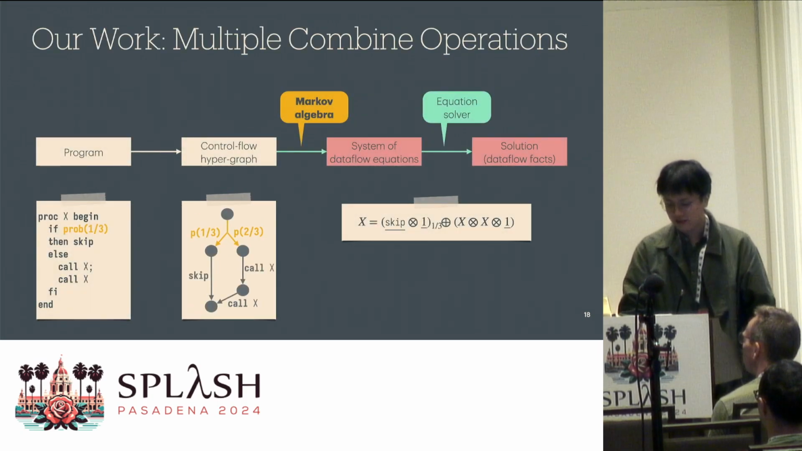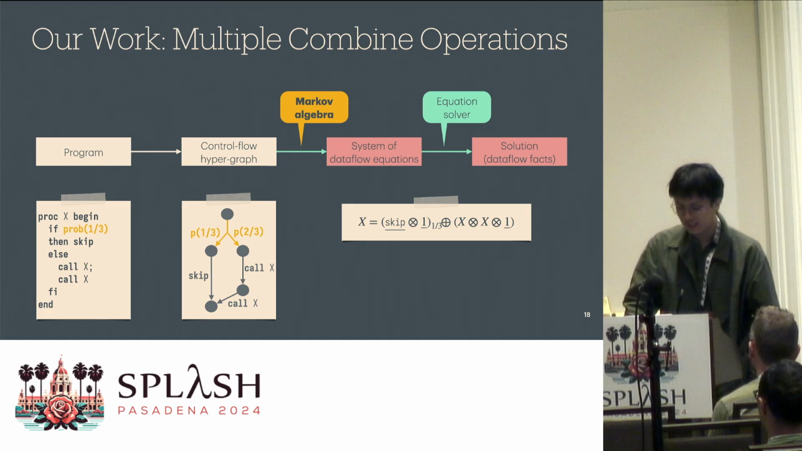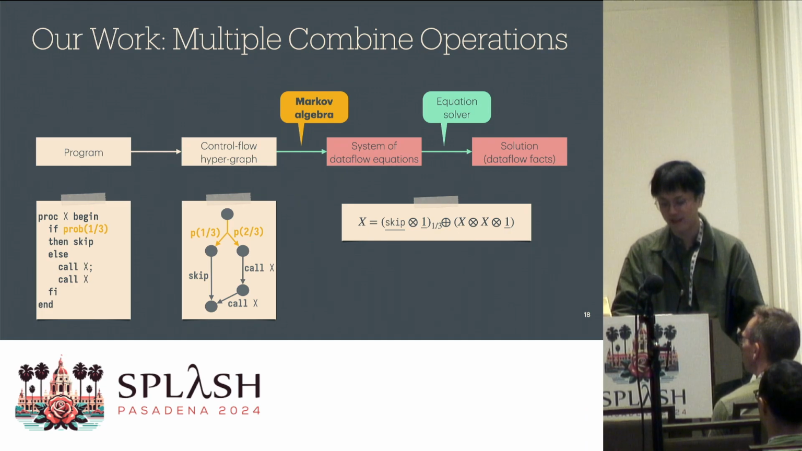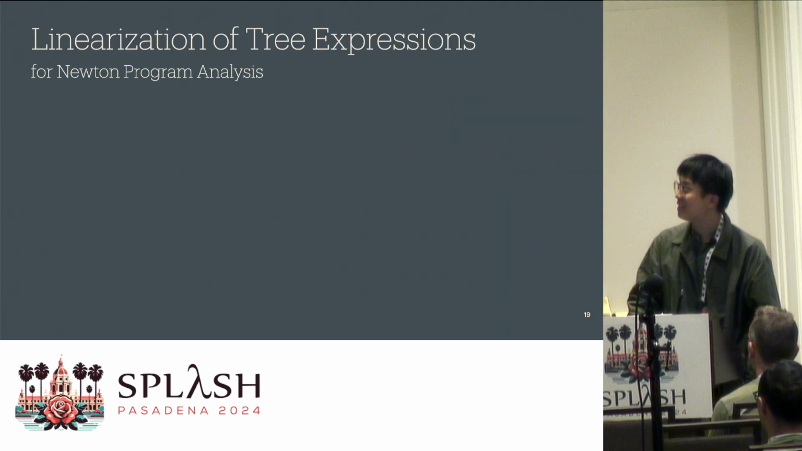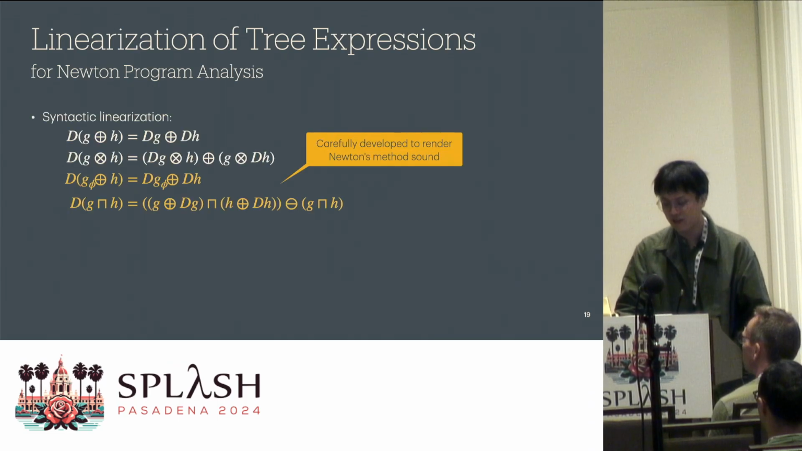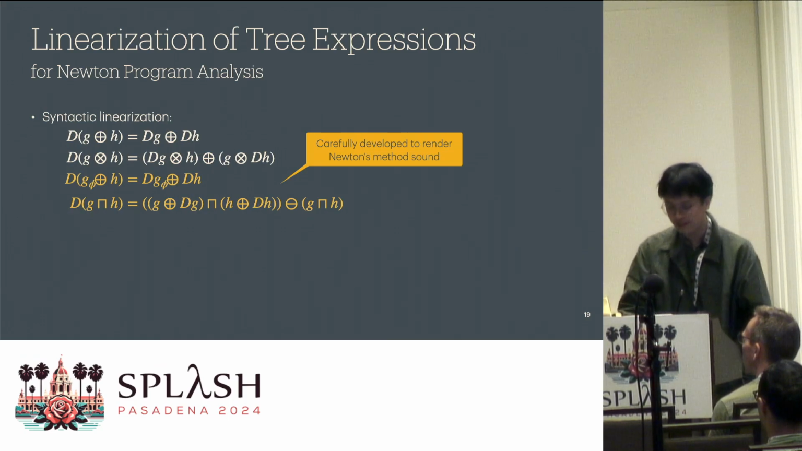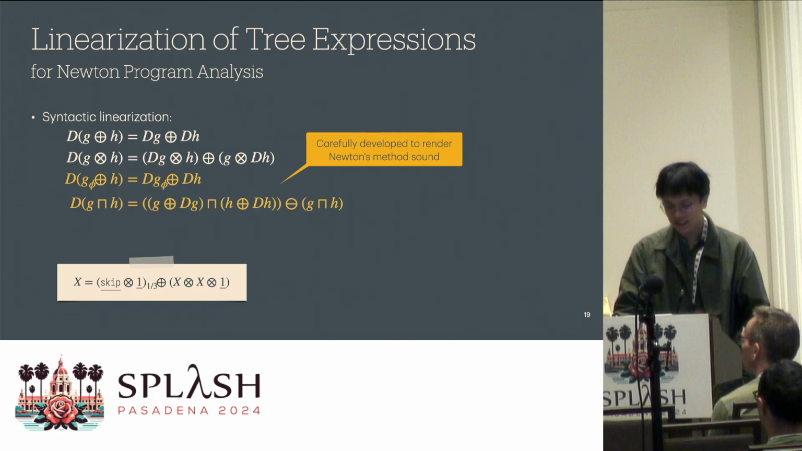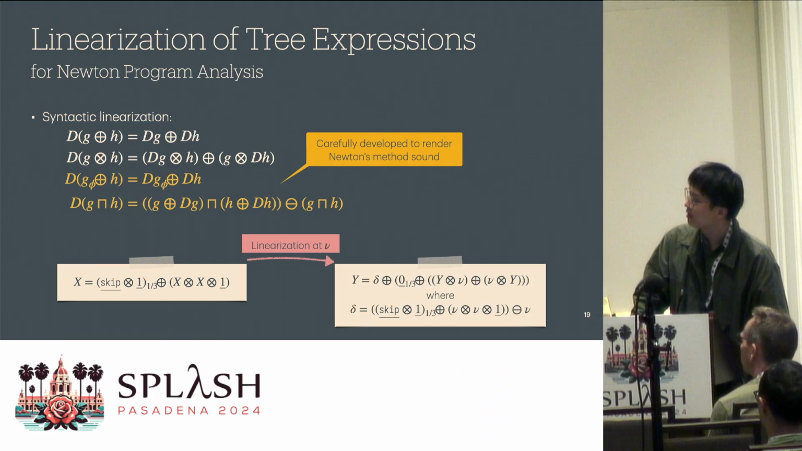So after we turn the whole control flow hypergraph into an algebraic equation, the next step is to solve the equation by Newton's method. We just follow the idea of Newtonian Program Analysis. What we need to do is define some syntactic linearization rules for the new operations we introduced in Markov algebra and prove they are sound. And in this case, we can do something very similar to the equation we have seen earlier in the presentation.